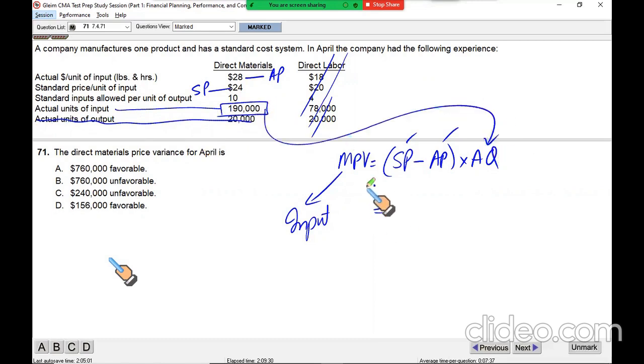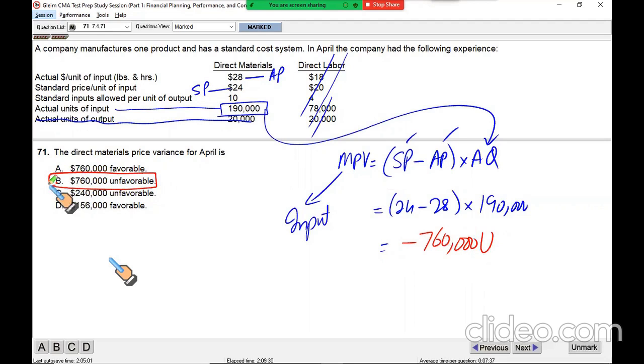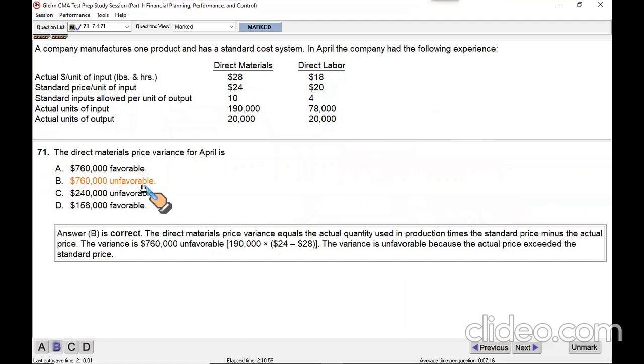Remember, standard price is 24 for material. Actual price we paid is 28 for material. Multiplied by the actual quantity as per the question, 190. If you simplify, it's going to be a massive negative number, 760 negative. Negative in my world means it's adverse, which means it's going to be B. You can see the price variance is adverse because our standard price was 24, but we ended up paying 28. So our price variance is adverse.